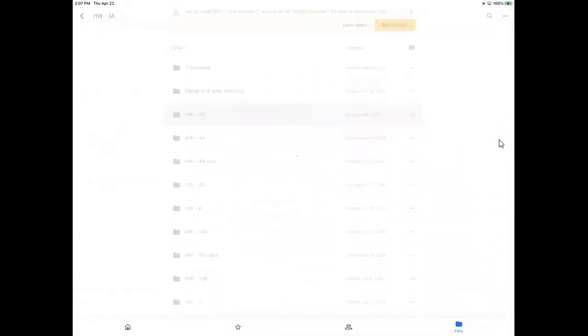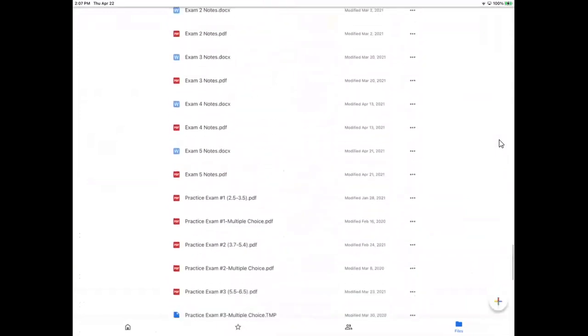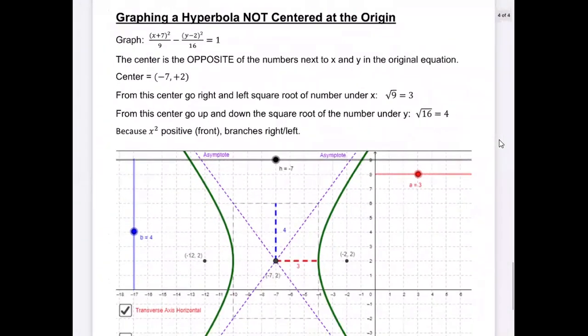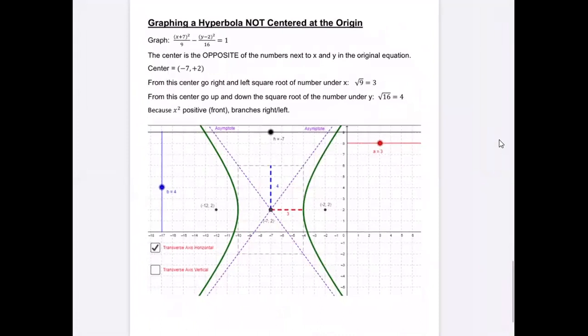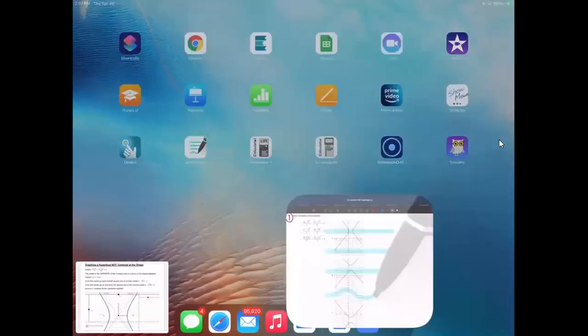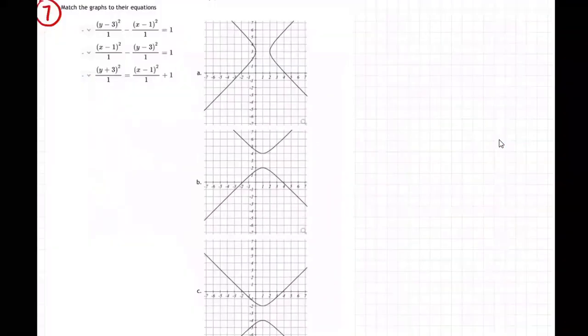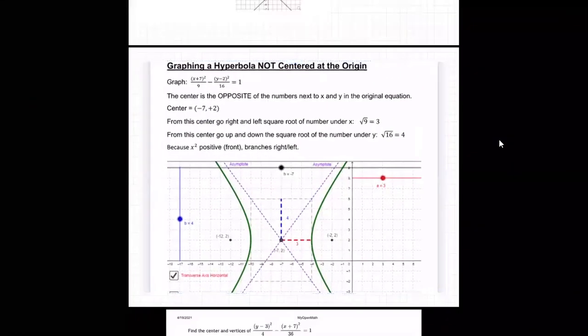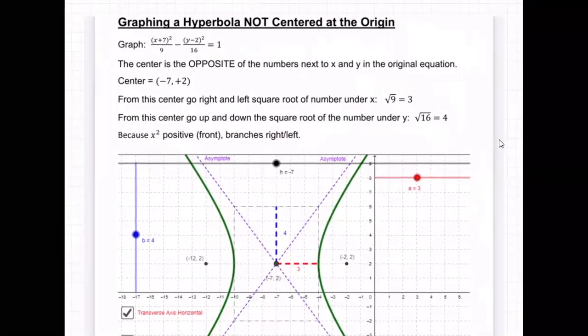Let me grab them for you. So this is the exam 4 notes. Sorry, exam 5 notes. Here they are, exam 5 notes, and we've done ellipse already. Now we're on hyperbola, and specifically we're graphing a hyperbola not centered at the origin. So there we go. Let me go back and put this in for us. So there it is. Okay, so how do we do it?